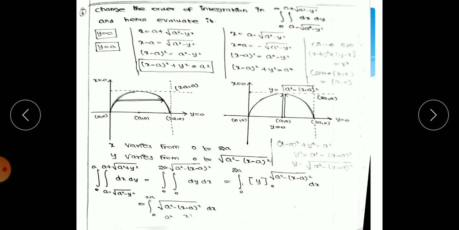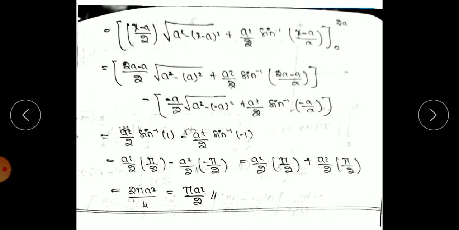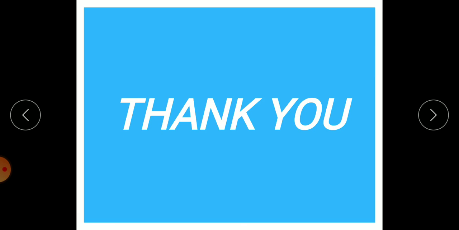The next question is also a minus root of a squared minus b squared to a plus root of a squared minus b squared, with 0 to e. See, I have given y equal to 0, y equal to a, how it changes here, and I have also drawn the diagrams. Just go through it. Even if you have a doubt, just WhatsApp me. So the answer is pi a squared by 2.